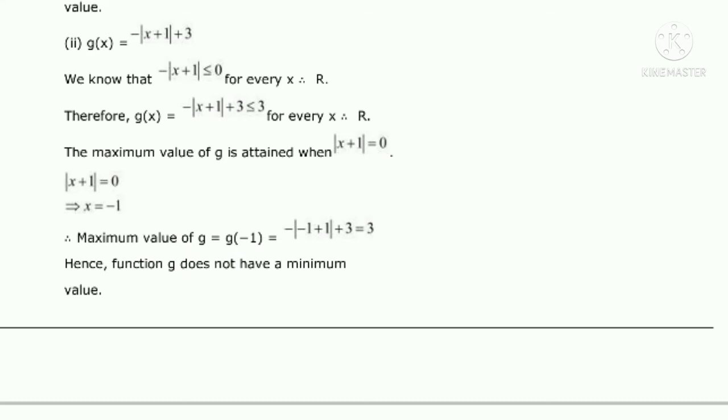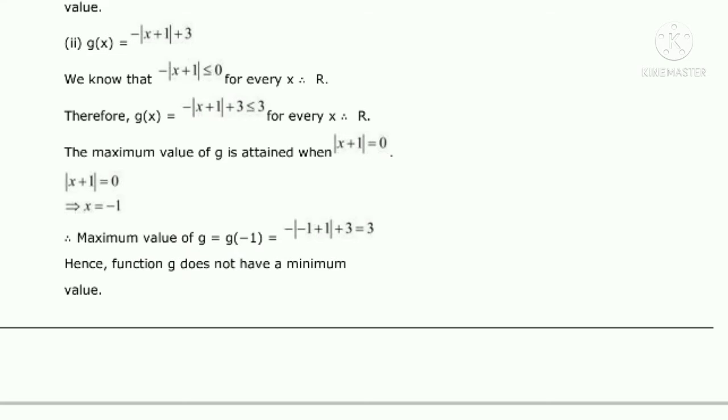So now, to balance this result, we add plus 3 on both sides. When we add plus 3 on both sides, we get -|x + 1| + 3 is less than or equal to 3. Is it clear? So in place of -|x + 1| + 3, we write g(x), and then we get g(x) is less than or equal to 3. So g(x) is less than or equal to 3 means what? The maximum value of g(x) is 3, but the minimum value we don't know.